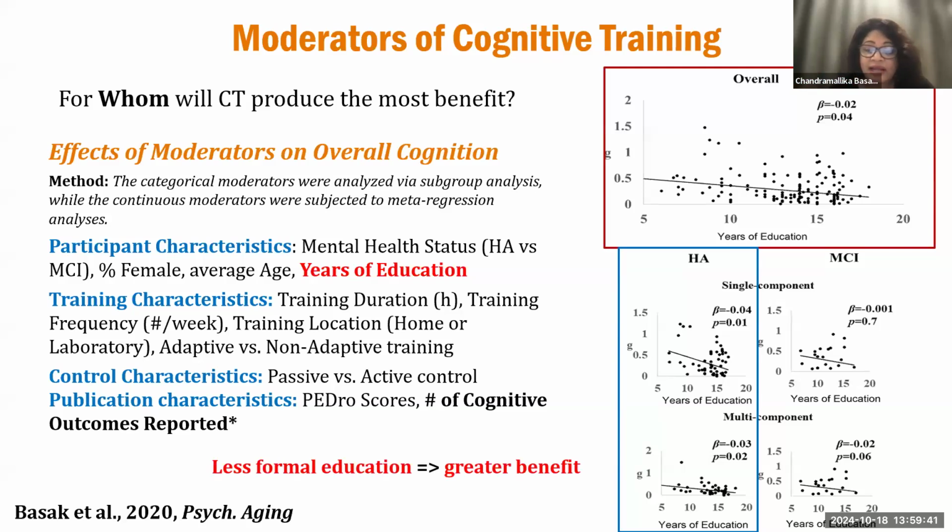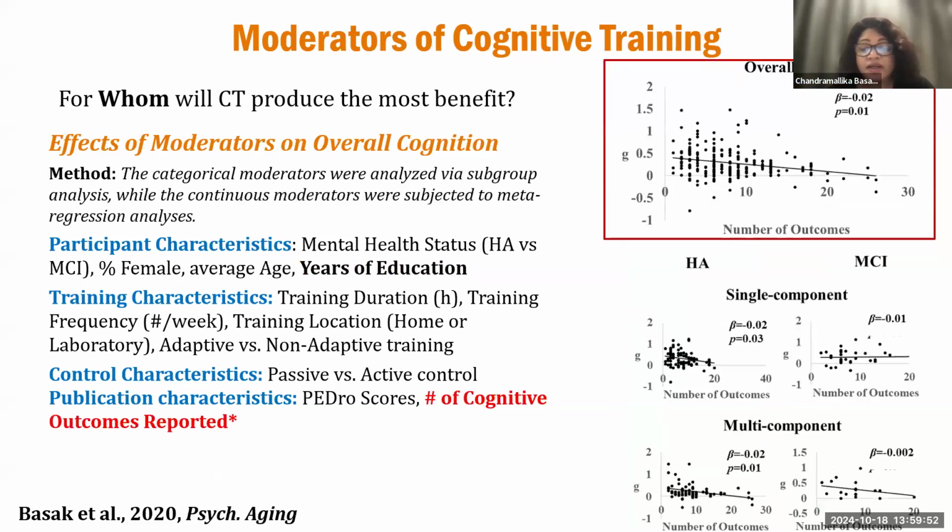Probably it is not because of lack of power, because you can see from the dots that there are enough studies. So less formal education leads to greater benefit. If we go to the next slide, where we are looking at the number of cognitive outcomes reported, the results look very similar. The more cognitive outcomes reported, the smaller the effect size seems to be.